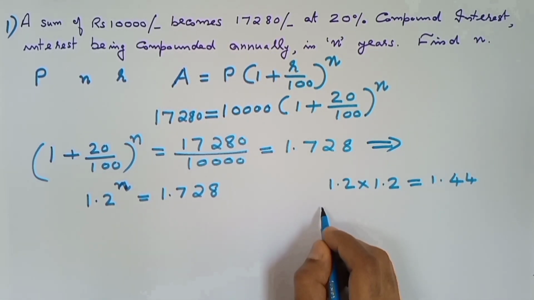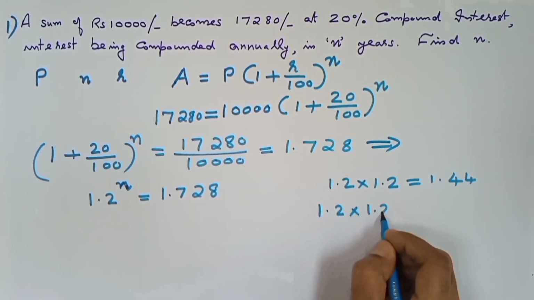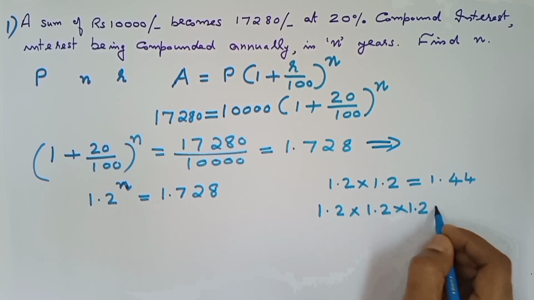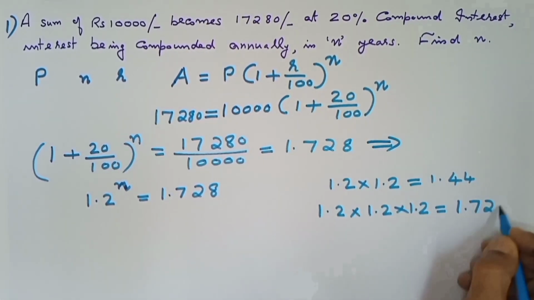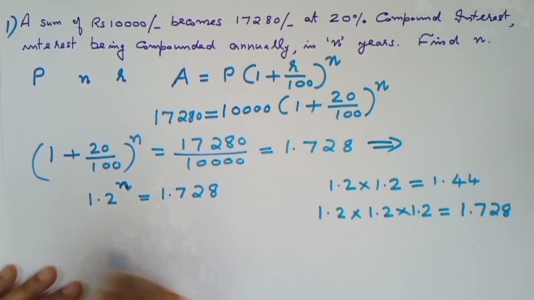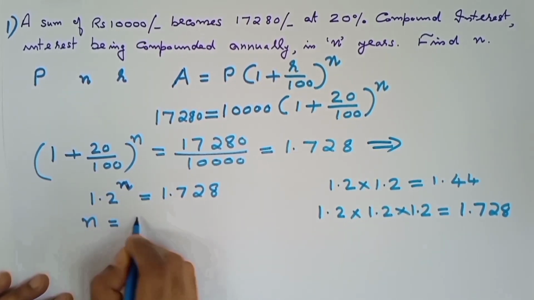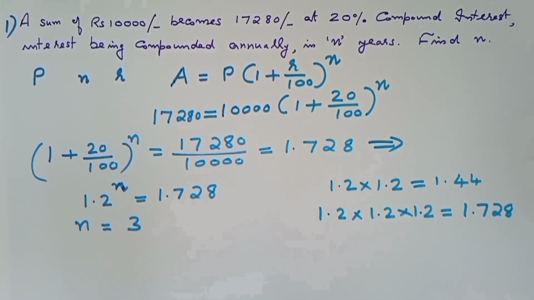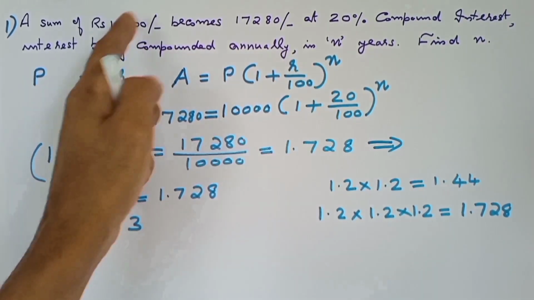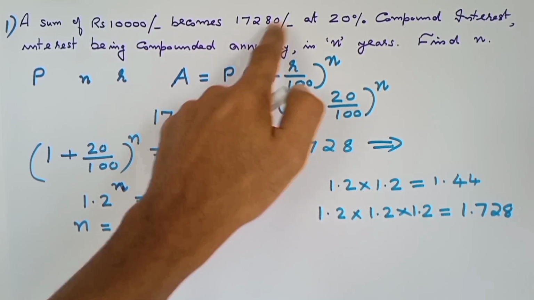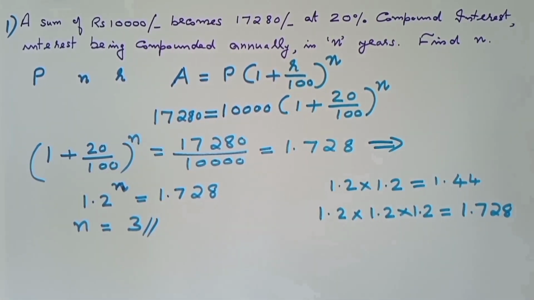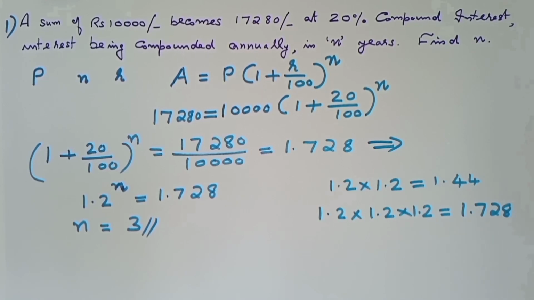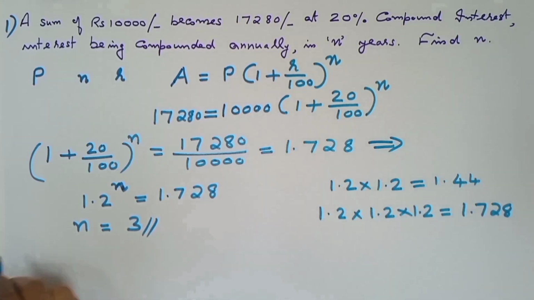Then the next option is n equal to 3, which means this is what you are going to get. This on multiplication will give you 1.728. That indicates n is equal to 3, which means after 3 years, 10,000 will become 17,280 at 20% per annum. So this is the answer to the question. So we just use basic formula in compound interest in this problem. It's a simple one. Now let's look at the second problem.